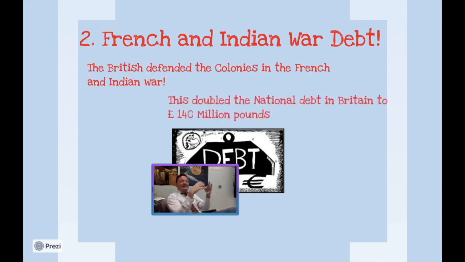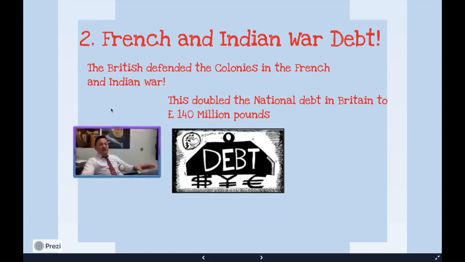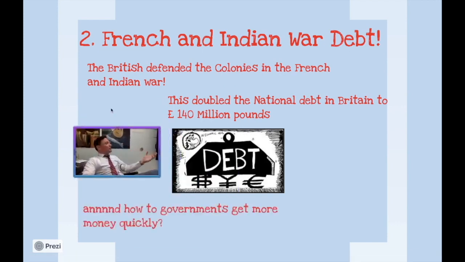But the thing about it is it doubled the national debt in Britain from about 77 million pounds to 140 million pounds. By the way, a pound is a pound sterling. It's like the British form of currency. And how do you think the British are going to decide to get that money back? Well, they're going to do it quickly by issuing a ton of taxes, right?